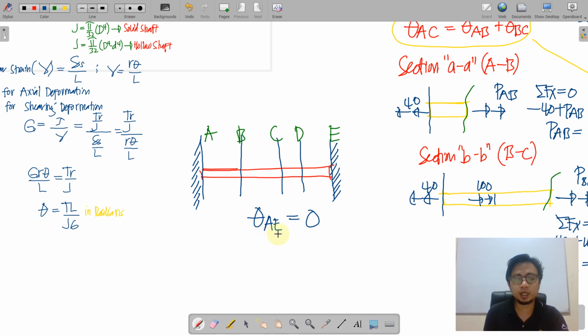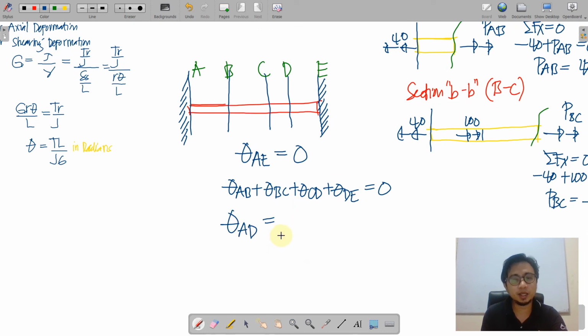So then we can expand theta A to E to the sum of the angle of twist per segment, theta AB plus theta BC plus theta CD plus theta DE. So if we're concerned from A to E, that is equal to 0. However, if we are concerned with A to D, there will be a rotation in it. So let us practice that one.